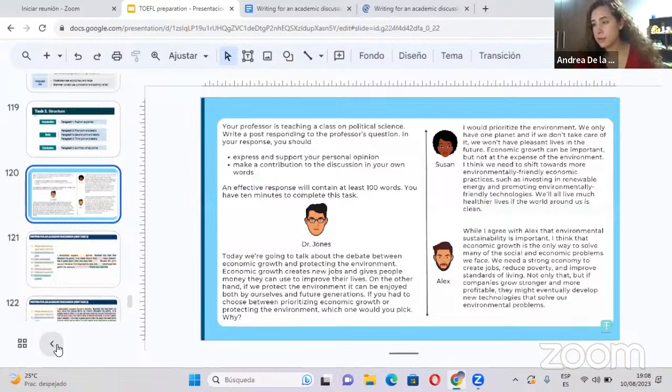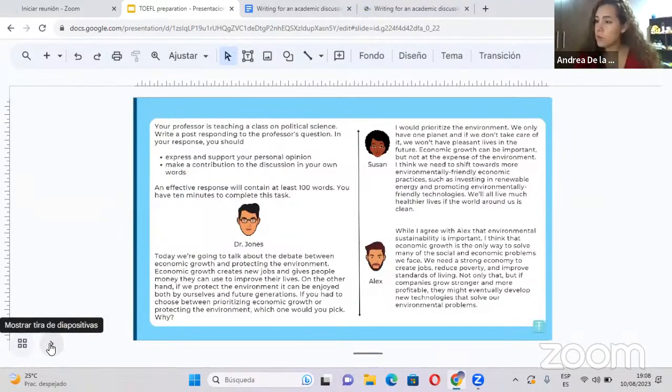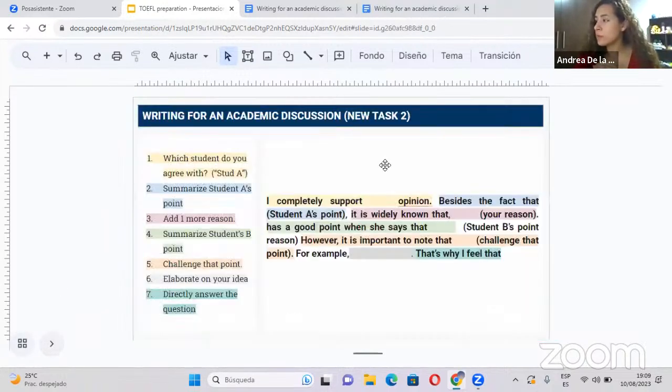Remember that for this task, what you have to do is, first of all, read what you have on your screen, and you will have the instructions first, a short introduction coming from your professor, a question raised by the professor, and two responses from two of your classmates. In this case, we had Susan's and Alex's responses, and both of them will always have differing opinions, right? So Susan, in this case, was in favor of prioritizing the environment, and Alex was in favor of prioritizing economic growth. And this is what we did. This is what you guys have to do.